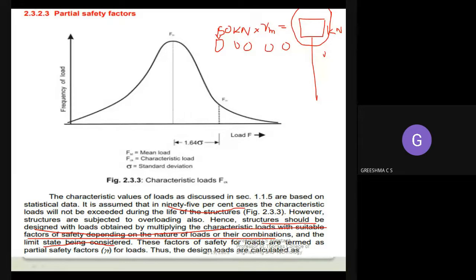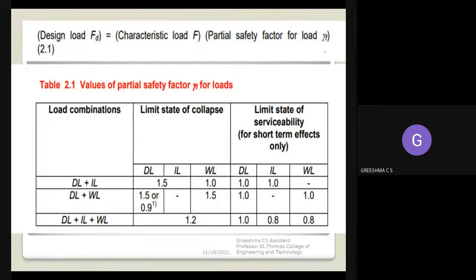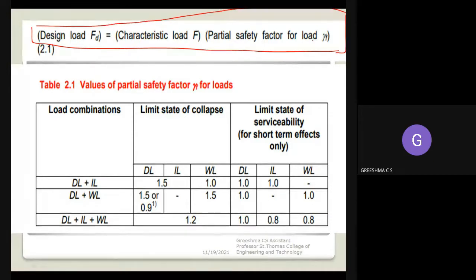So that's why partial safety factor is gaining its importance. To prevent the failure, you have to multiply your loads with the partial safety factor. These are the different types of partial safety factor. You can see here the design load is equal to, this is the equation, characteristic load into partial safety factor. This partial safety factor is also already a derived value. You can see here different types of partial safety factors given.